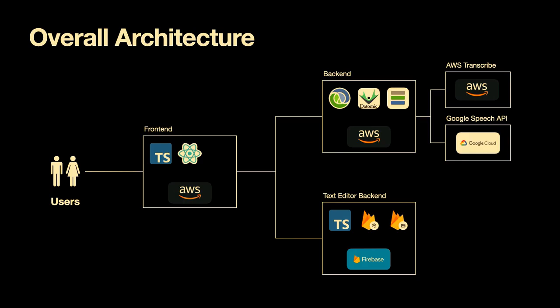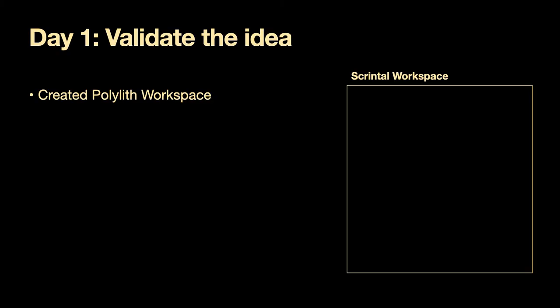So when we came up with the idea, we knew that there was a need in the industry. First thing we needed to do was to make sure our solution is doable. In order to validate the idea, we started by creating an empty Polylith workspace. The next thing was adding some small components to validate the idea.